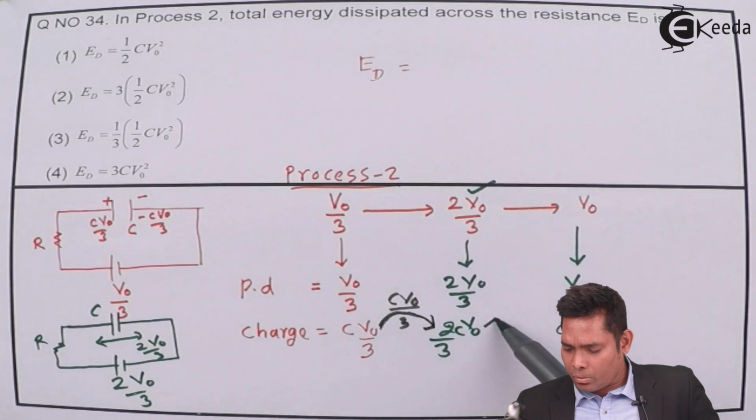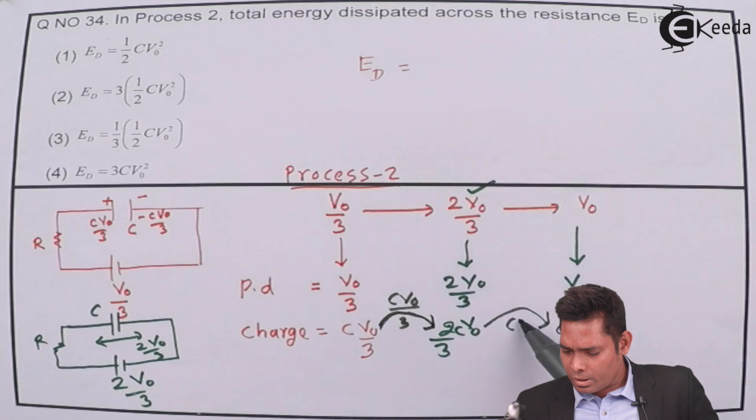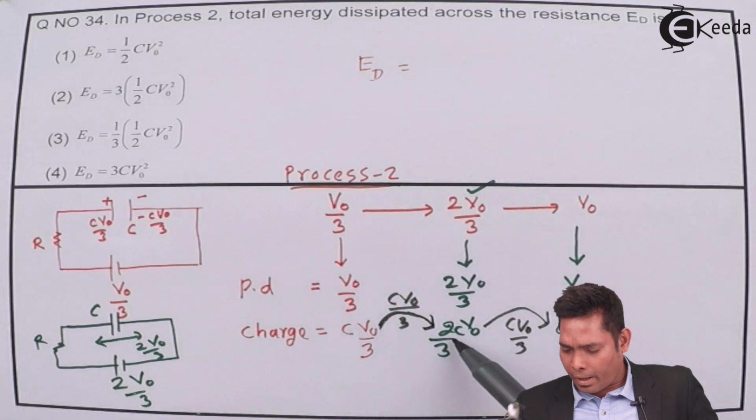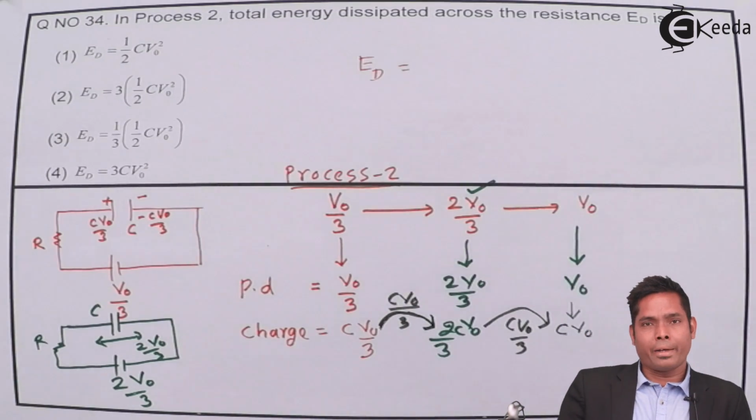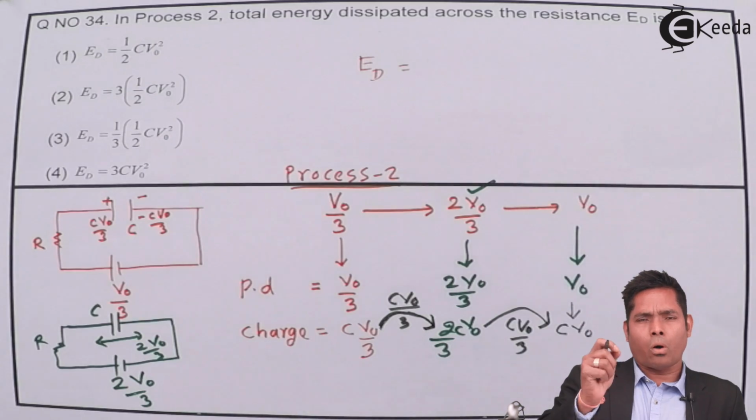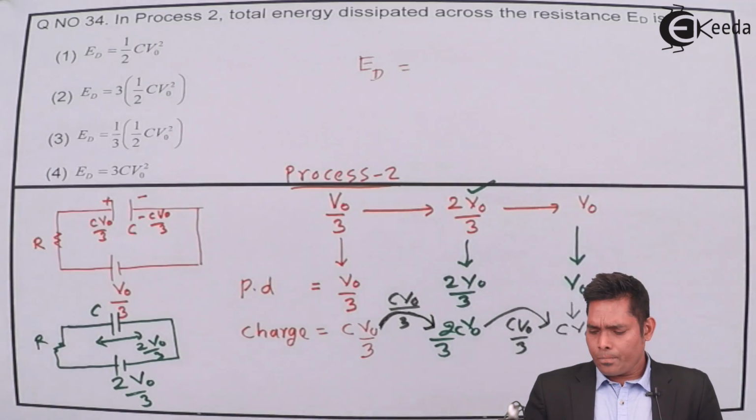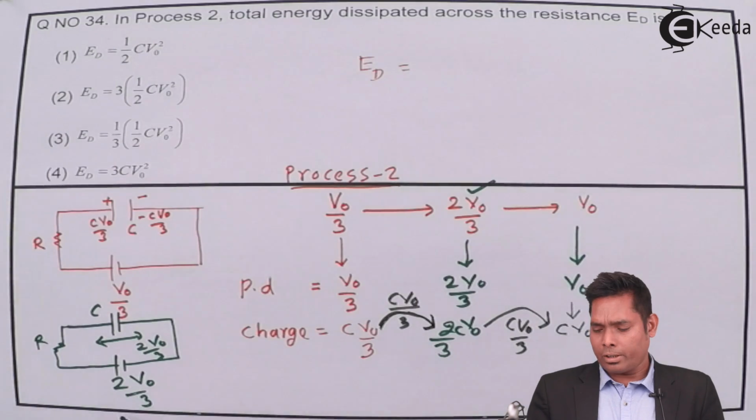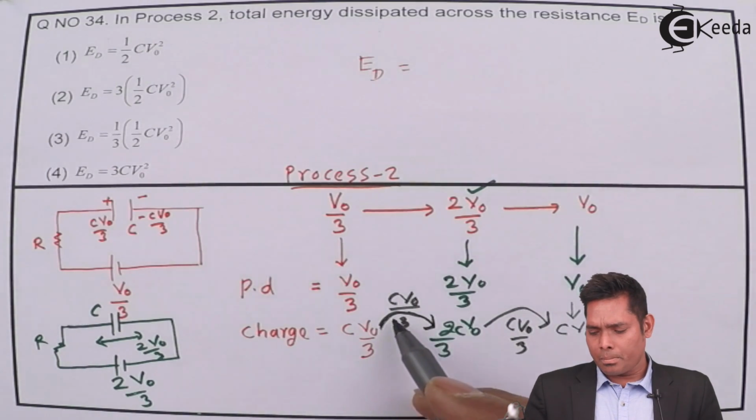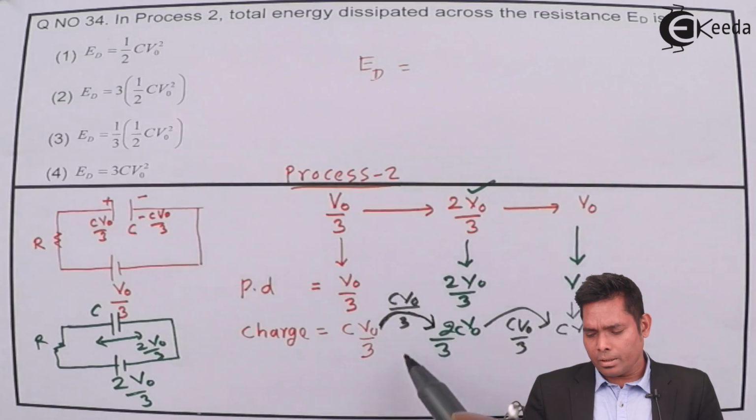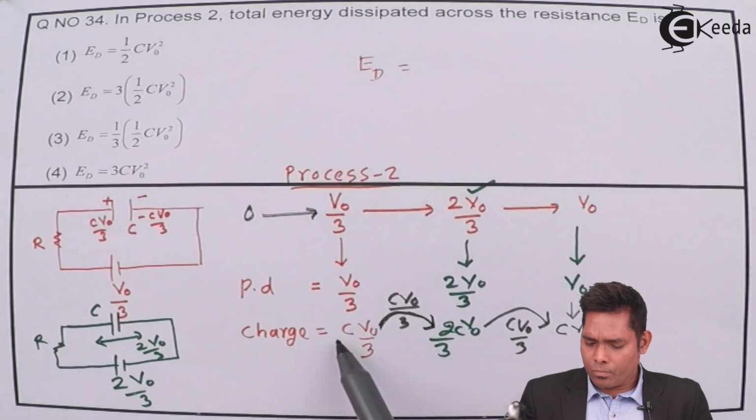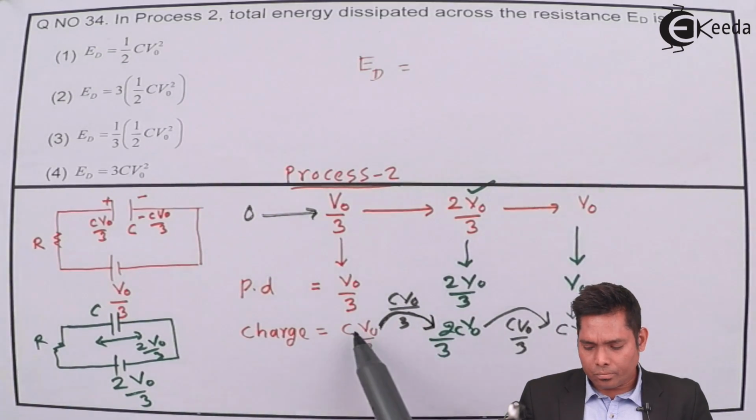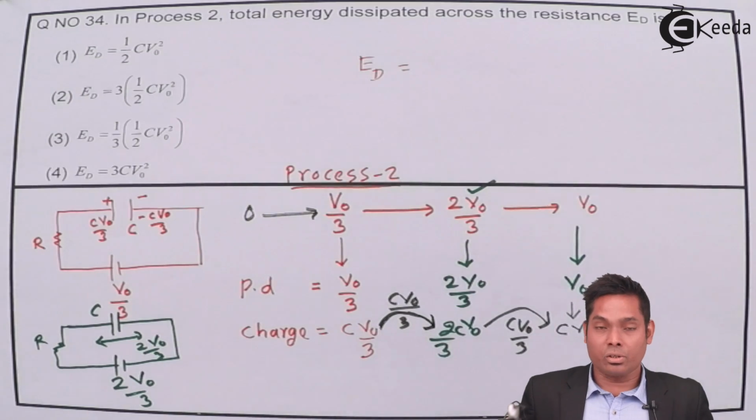Similarly from here to here, how much charge is transferred? Obviously it is CV naught by 3, because if I add this to this, it becomes CV naught. So in each step, when you upgrade the battery voltage, the charge accumulated is CV naught by 3. Initially it was 0 to CV naught by 3, that is also one step, you can say. So each step adds CV naught by 3 charge.